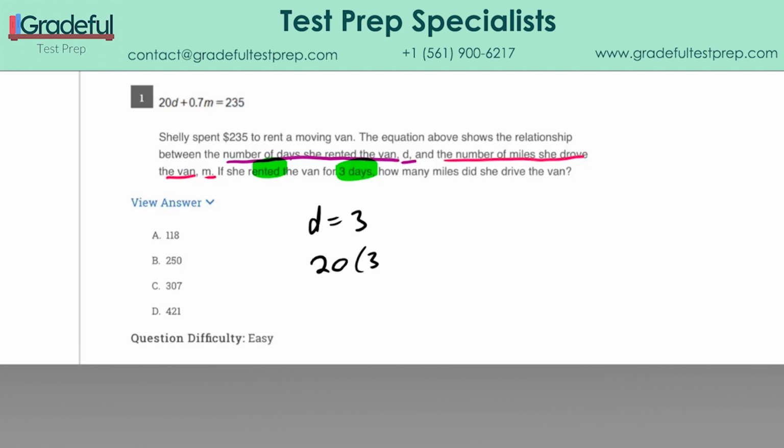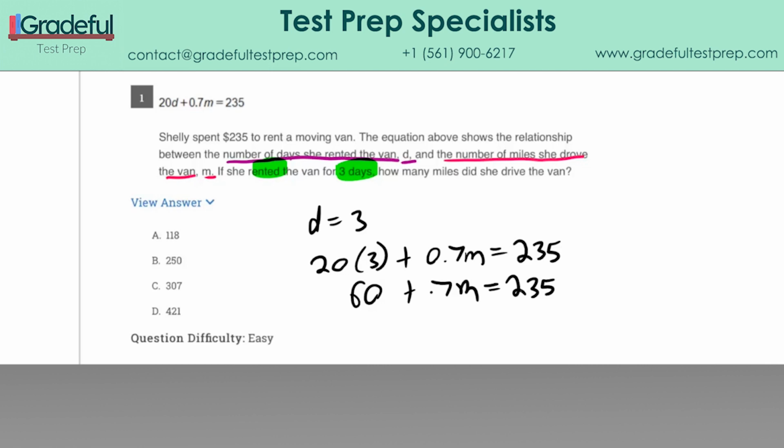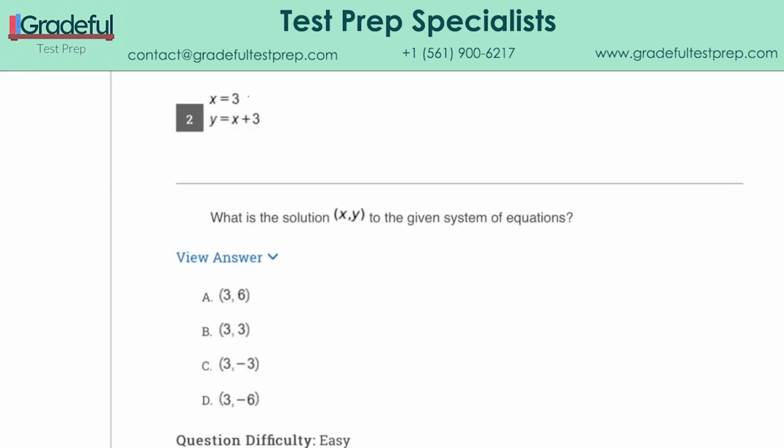20 times 3 plus 0.7m equals 235. And just go ahead and simplify. 20 times 3 is 60, plus 0.7m is 235. Take away 60 from both sides, and we'll get 175. Divide both sides by 0.7, and we'll have m equals 250, which is B for question number 1. On to question number 2.